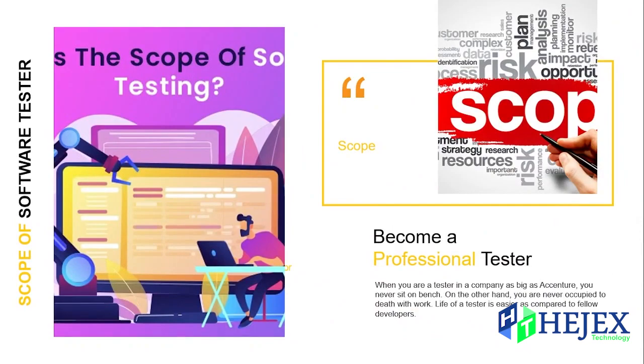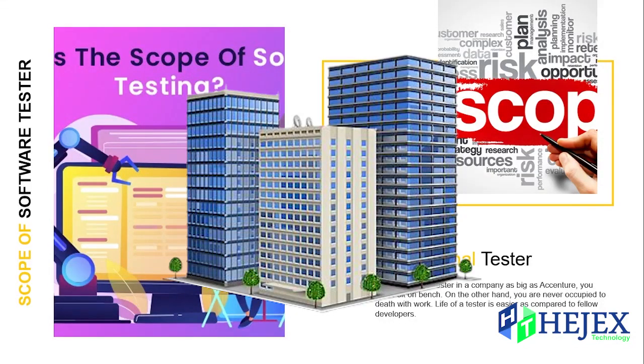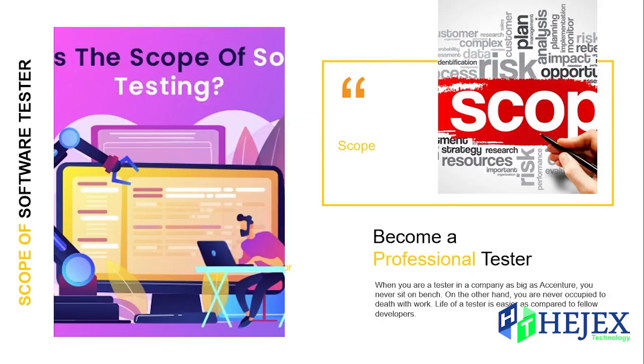So next is scope. How to become a professional tester? This is the main thing. See, for example, the topmost MNC giants like Accenture, IBM, Infosys, TCS, etc. won't allow testers to sit on a bench. Bench is nothing but a period where after the training you just log into the office and log out without any work, and they pay you some salary. So that is the bench period.